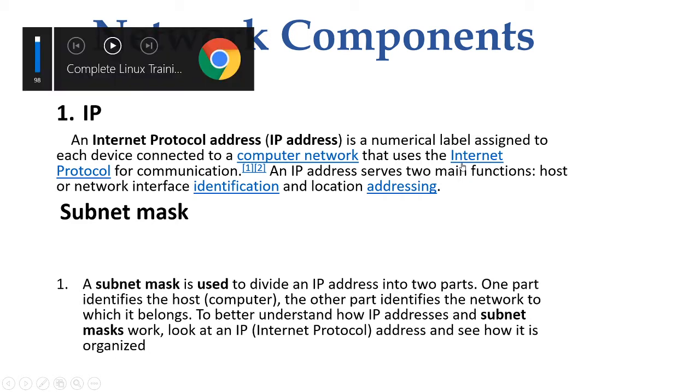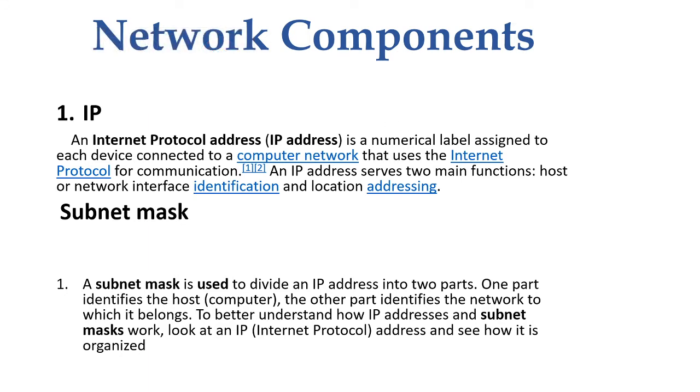So what is IP? IP is an Internet Protocol address. It is a numerical label assigned to each device connected to a computer network that uses the Internet Protocol for communication. An IP address serves two main functions: one is host or network interface identification, and the second is location addressing. So each server has one IP address to connect to the internet.